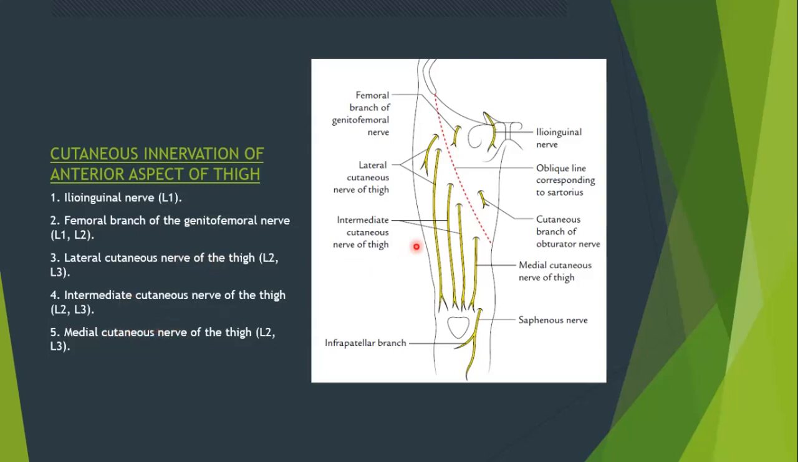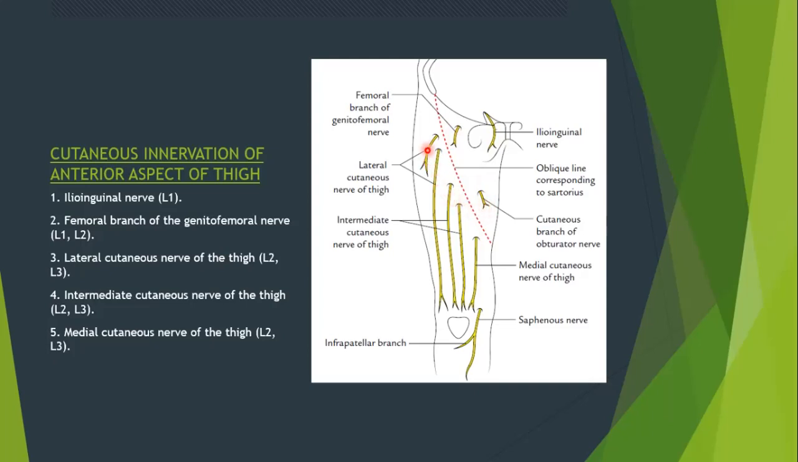Now, here is your ilioinguinal nerve. Here you can see it is emerging from this opening known as the superficial inguinal ring, and it will innervate. It is responsible for the cutaneous innervation of the upper medial aspect of the thigh. Then here we have the femoral branch of the genitofemoral nerve. It mainly supplies the skin over the femoral triangle. Then here we have the cutaneous branch of the obturator nerve.